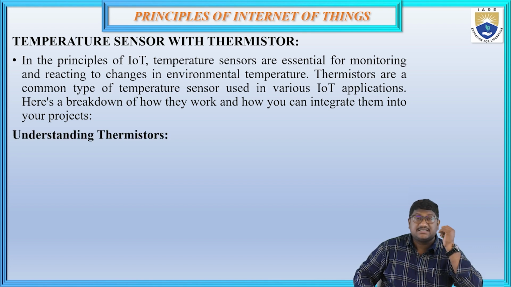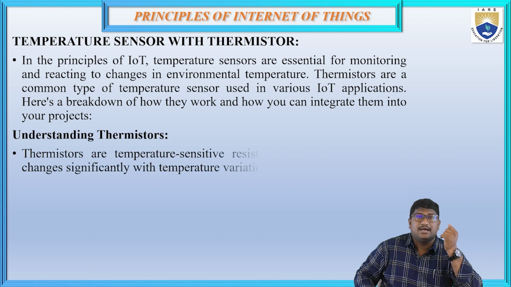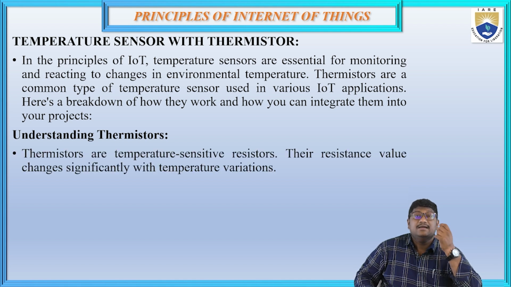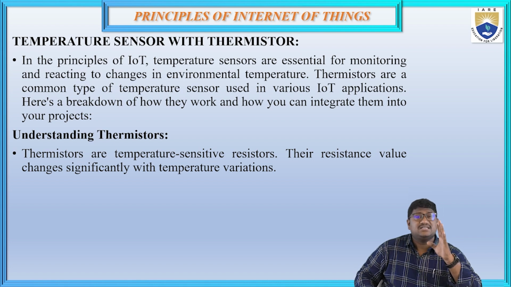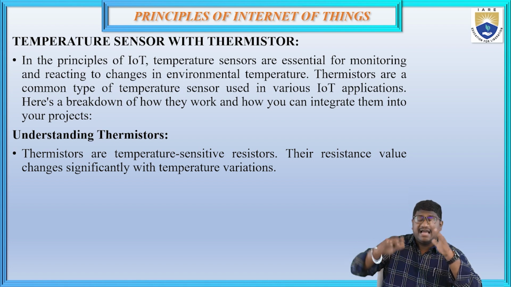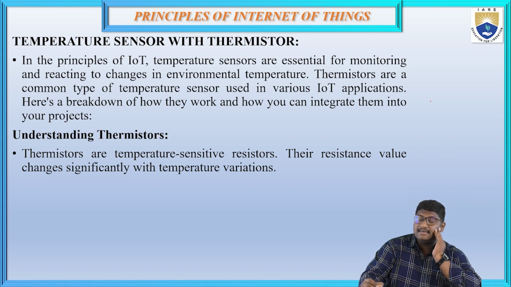Now, first, what are thermistors? As I told you, thermistors are temperature sensitive resistors. Here, the resistance value is going to change significantly with temperature variations. Morning at 9 o'clock, the temperature is 25 degrees Celsius. At 10 o'clock the temperature is 30 degrees. At 10:30 it will increase. At 11 it will increase. At 12 it will be high.